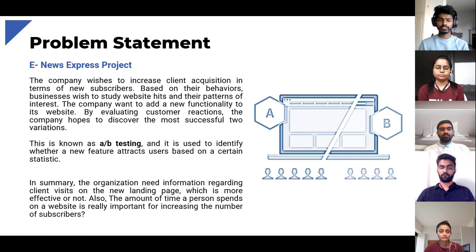In summary, the organization requires data on client visits to the new landing page to determine whether it is more effective or not. Also, how much time a person spends on a website is critical for increasing the number of subscribers. So, Chaitali will explain data insights. Over to you, Chaitali.